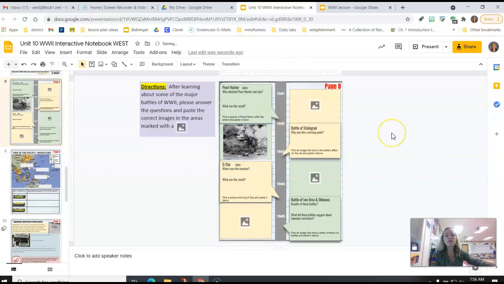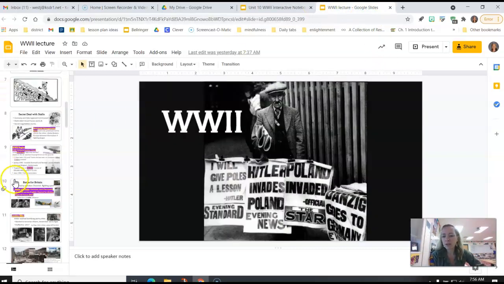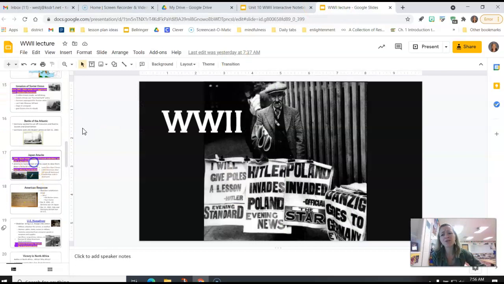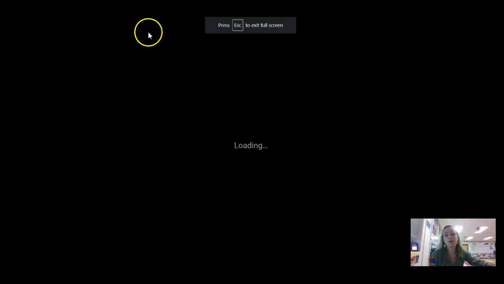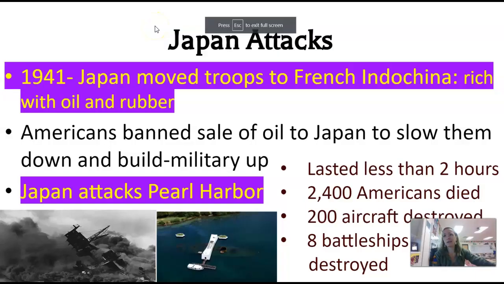That way you have a bit of a visual of what these battles were like and what the environment was like during those battles. When we first start, we begin with something that was not really a battle, guys. It was an attack, or actually, instead of using the word attack, I would say really an ambush. This is when Japan attacks Pearl Harbor, December 7th, 1941.